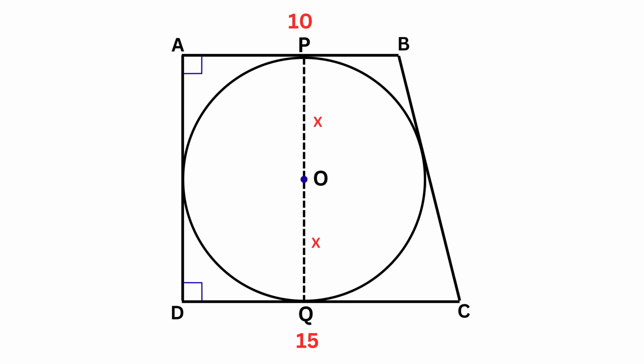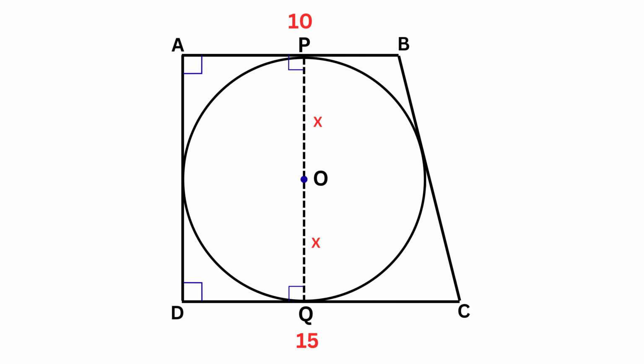Here is an important property we must remember. In any circle, the radius drawn to a tangent is always perpendicular to the tangent line. This means OP is perpendicular to AB, and similarly, OQ is perpendicular to CD.